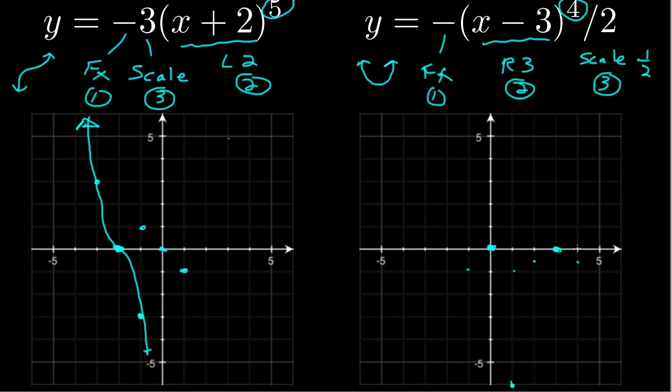Same thing for this one. If I go over 2, 2 to the fourth is 16. My scale factor is 1/2, so I can go down 8 units, which again is a little bit off. And 2 other approximate points on either side, where I can draw a rough sketch of that power function. So that's it.